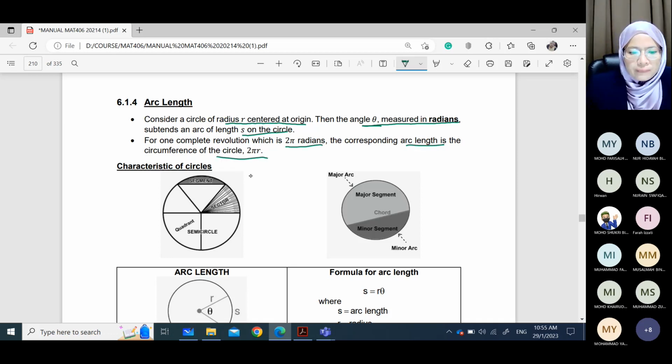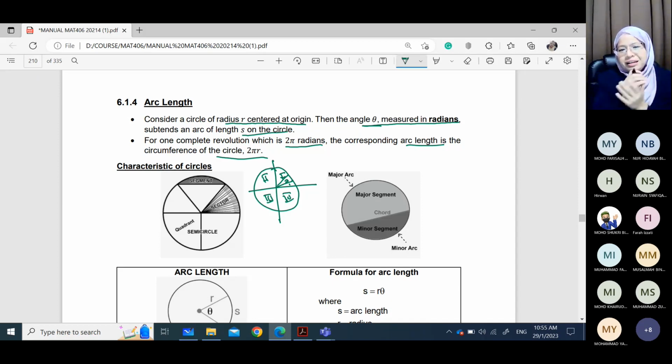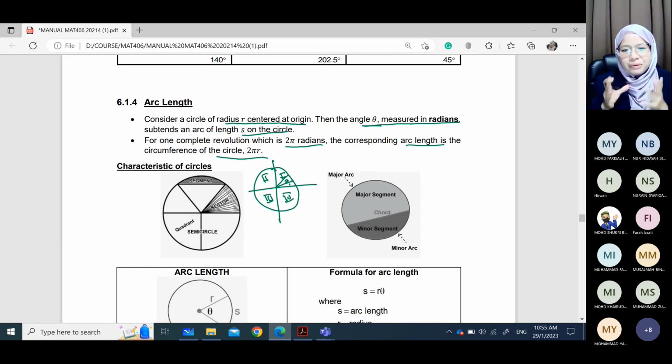Okay, so kalau you tengok dekat sini, characteristic of circle, in circle we have quadrant. So quadrant tu maksudnya pecahan bagi bulatan lah. So dalam bulatan kita ada 4 quadrant. Quadrant yang pertama, quadrant yang kedua, quadrant yang ketiga dan quadrant yang keempat. So maksudnya dalam bulatan kita ada 4 bahagian yang utama. Okay, so ini kita panggil sebagai sektor. Sektor ni satu sektor, and then we have second sektor. Selain daripada 4 kuadran tu, kita ada lagi pecahan. Itu kita panggil sebagai sektor.